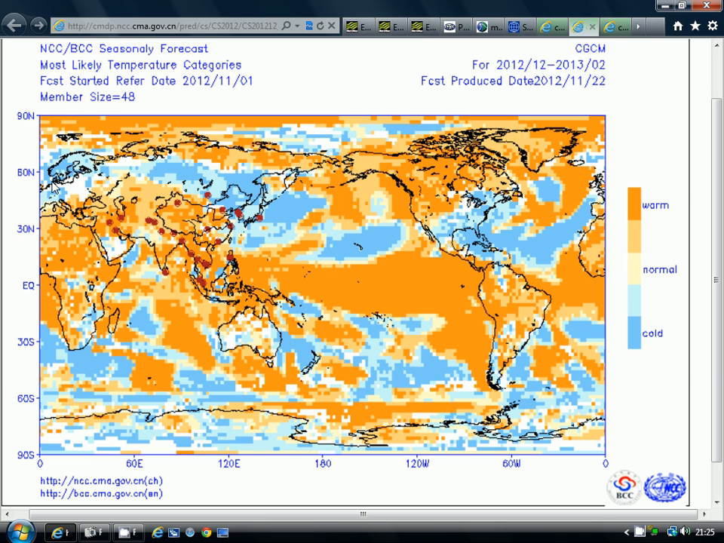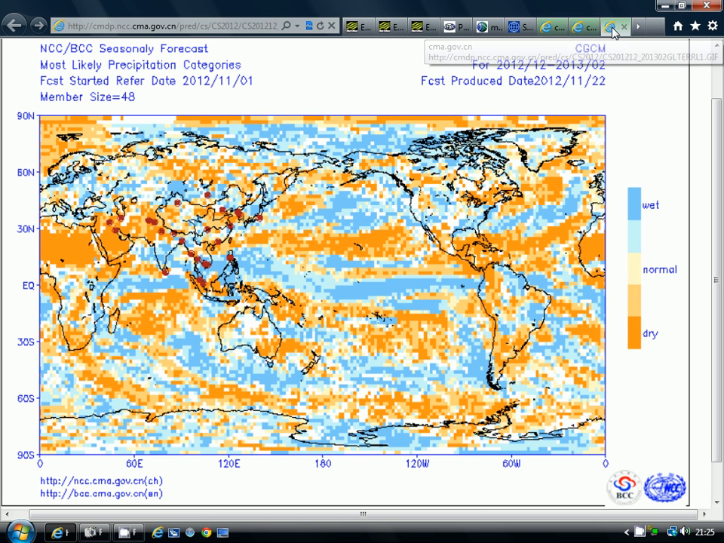Really, with that 500 millibar height anomaly, it's a very strong signal for a negative NAO, a colder than average winter pattern. So I would expect the temperatures to be colder than average for the British Isles with that 500 millibar height anomaly pattern.